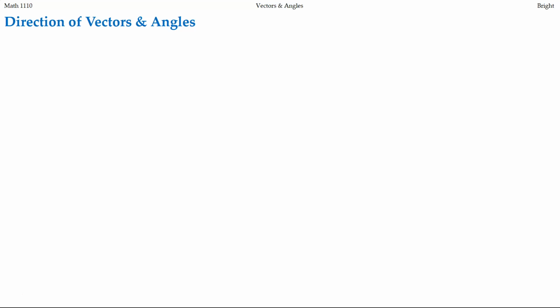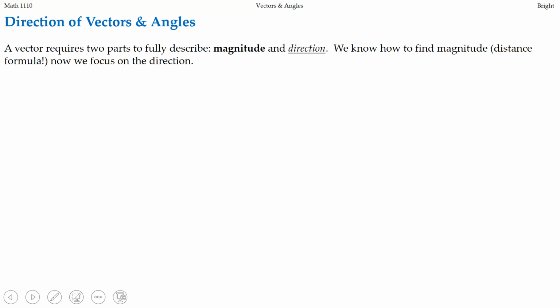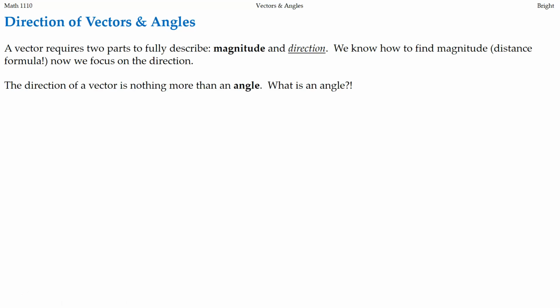So what we're going to look at is that second component of a vector in this video, the direction. And the direction of a vector is just an angle. My question is, what is an angle? Now this is where your nightmares from geometry and those proofs come back, and you're like, oh, angle side angle, angle congruence, or angle similarity. Yeah, we're not going to do any of that. I'm just asking what a general angle is.